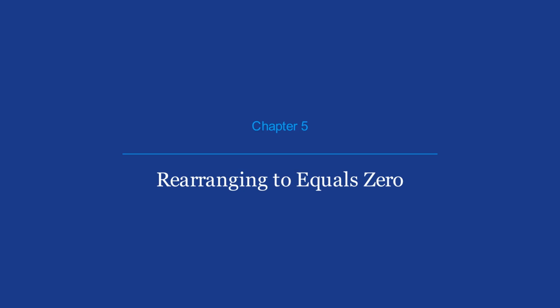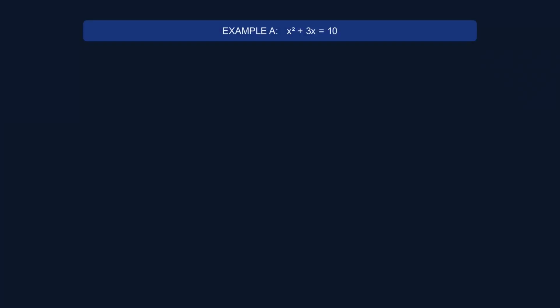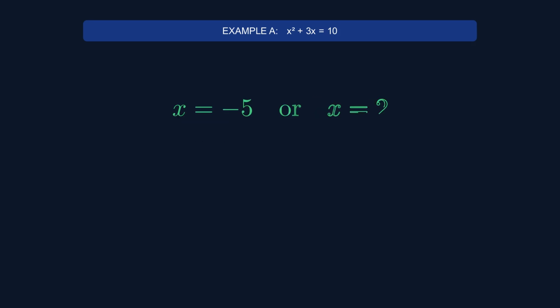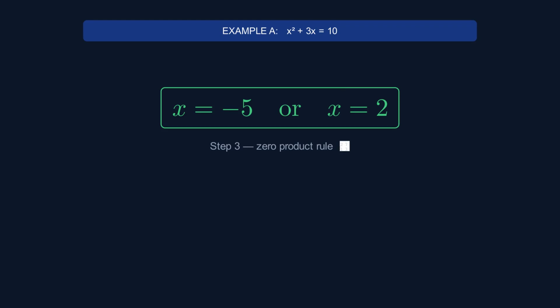Chapter 5, Rearranging to equals 0. Sometimes the equation doesn't start with equals 0. x squared plus 3x equals 10. We must rearrange to equals 0 first. Subtract 10 from both sides. Now we can apply our steps. So we factorize. Then we apply the zero product rule and solve for x.